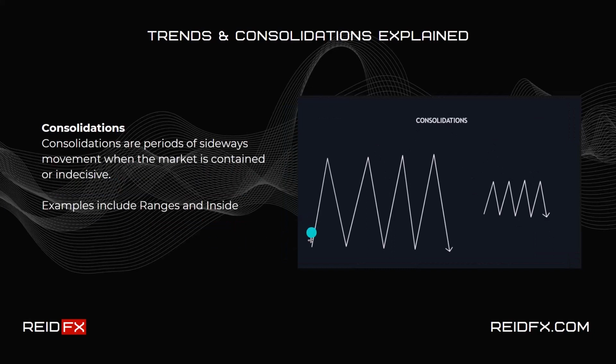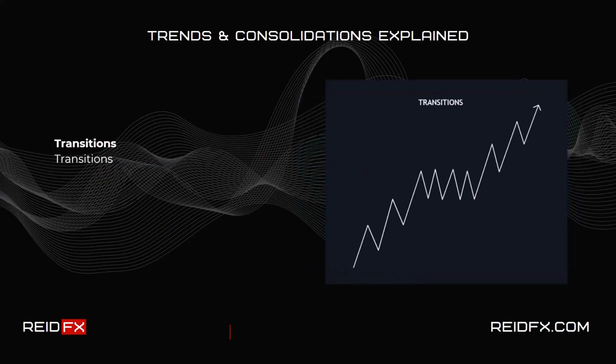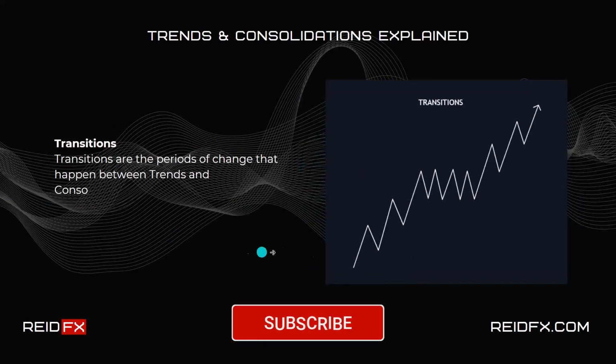Consolidations are periods of sideways movement when the market is contained or indecisive, and examples include ranges and inside bars, and we're going to look at some examples on a chart in a minute. Transitions are the periods of change that happen between trends and consolidations.